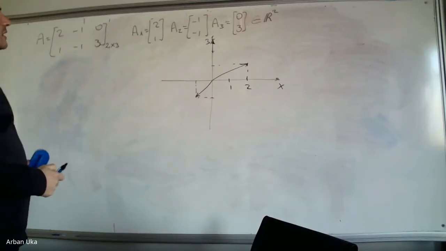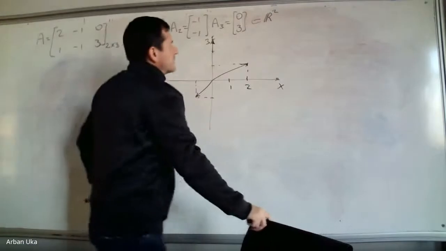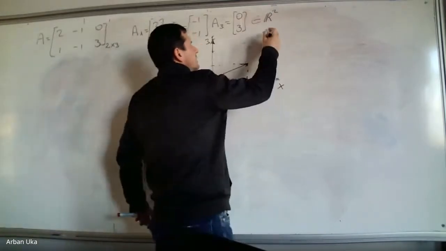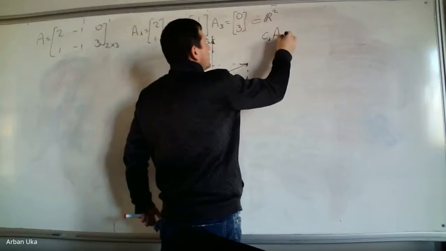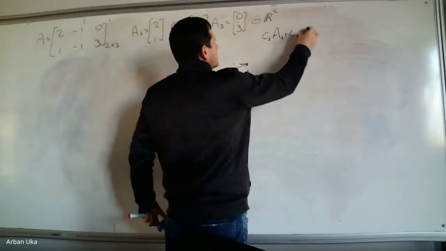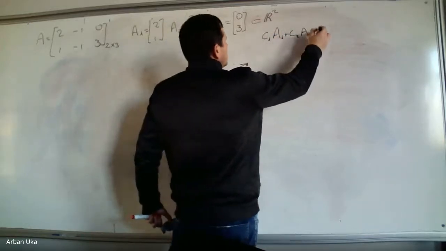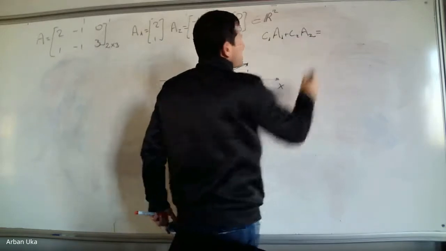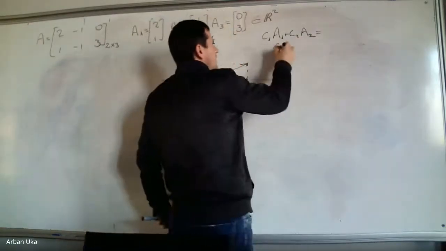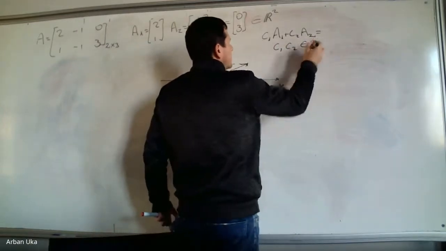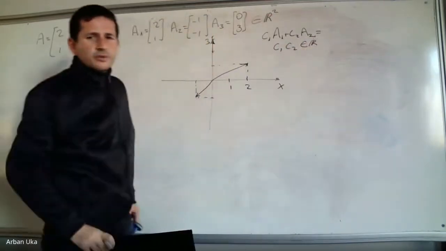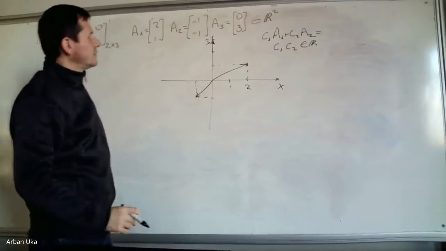With these, we should never forget that we can simply calculate them. So we can do C1 times A1 plus C2 times A2. We get some points, okay, where C1 and C2 are real numbers, just real numbers, including the 0. Including the 0 is important.